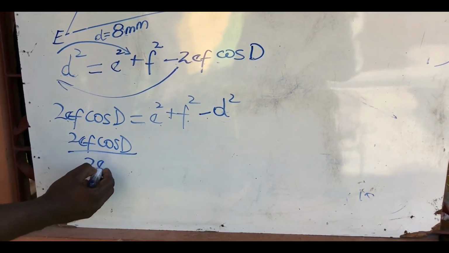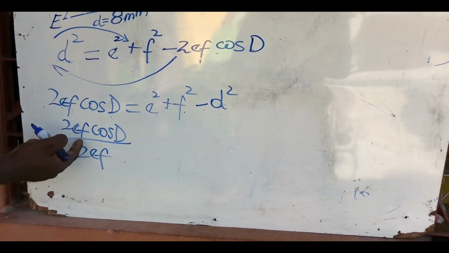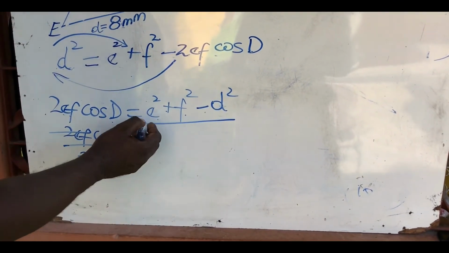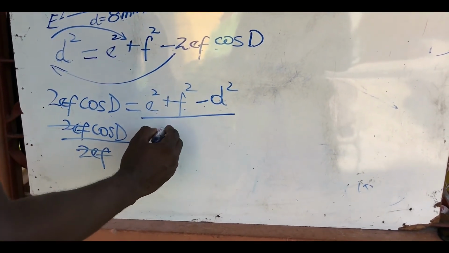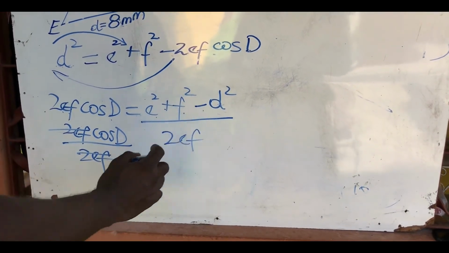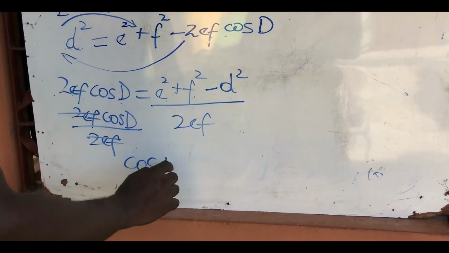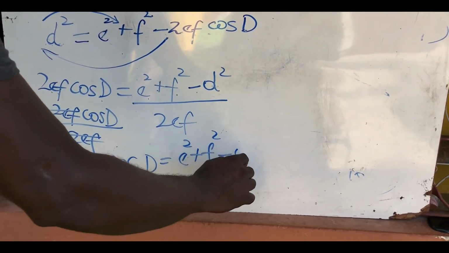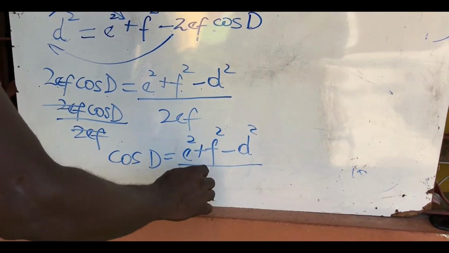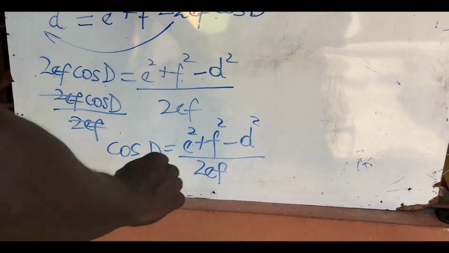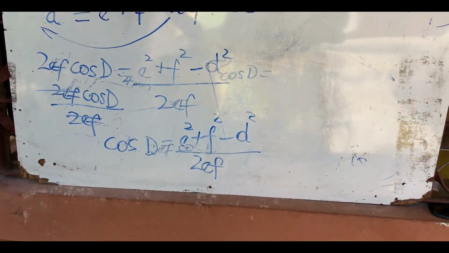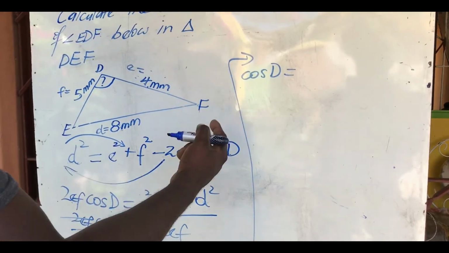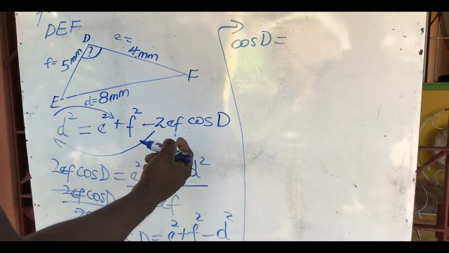So I divide here by 2EF, that's gone. I'll have to do the same thing on the other side, so I'll divide that by 2EF. So what I have is cos D equals E squared plus F squared minus D squared over 2EF. Now we are going to do the substitution.